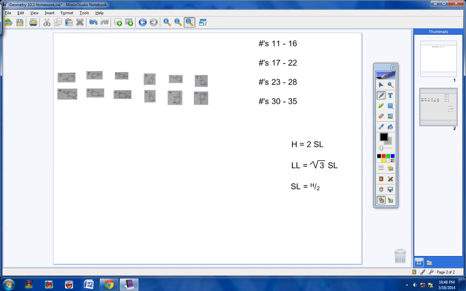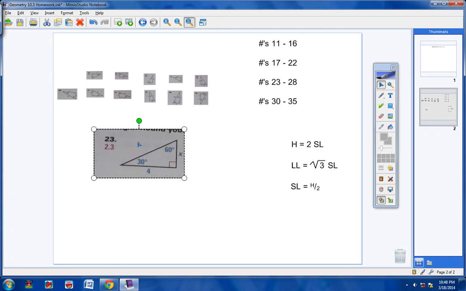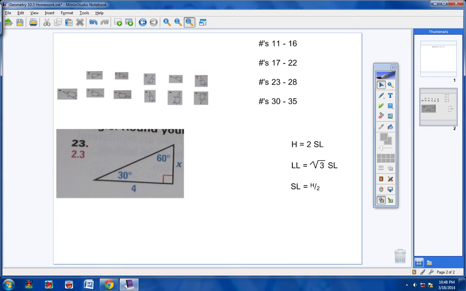Find the length of the shorter leg, round your answer to the nearest tenth or to one decimal place. So here we go. Let's find the length of the shorter legs. Let's start off with number 23.